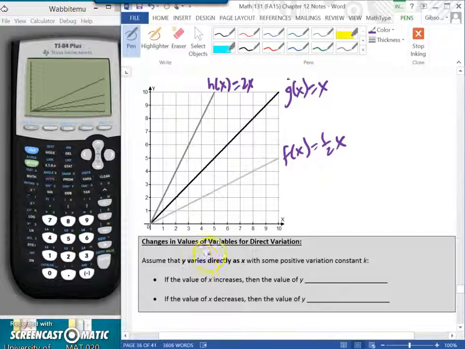Okay, now it says changes in values of variables for direct variation. Assume that y varies directly as x with some positive variation constant k. If the value of x increases, then the value of y increases. Because remember, k is positive. If the value of x decreases, then the value of y decreases.